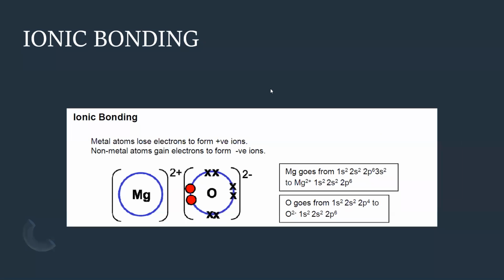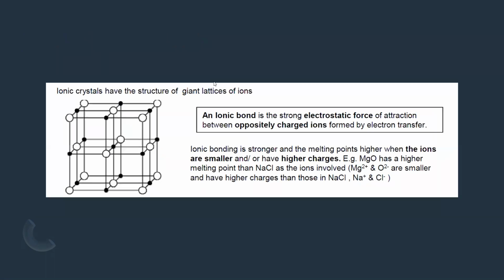Then how does this ionic compound exist? You don't have only one magnesium ion and one oxygen ion. There are millions of magnesium and oxygen ions. They are held together by a strong electrostatic force and arranged in a regular pattern. And this regular pattern is known as a lattice. So you can see the ionic crystals have a giant structure of ions, which we call a lattice.